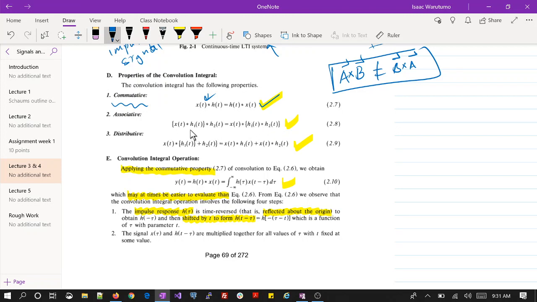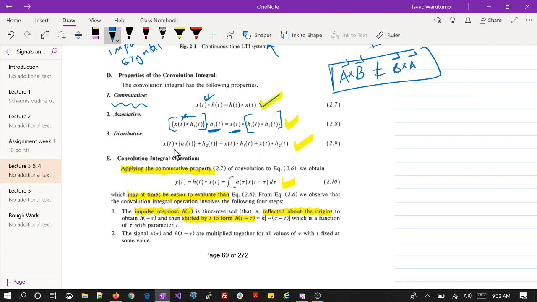Associative means that you can take the bracket at that point, perform the convolution for these two, and then convolve the output with h of t that is outside. We are saying that it is the same thing as though you did the convolution between h1 and h2, and then convolve with the outside x of t. So that will still be positive.